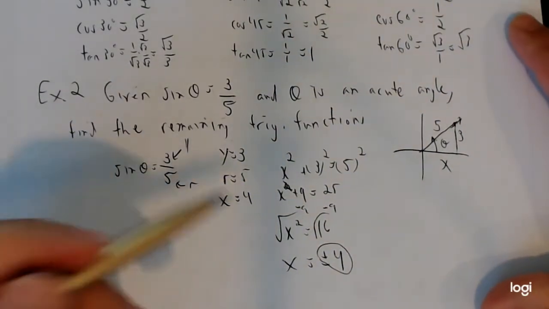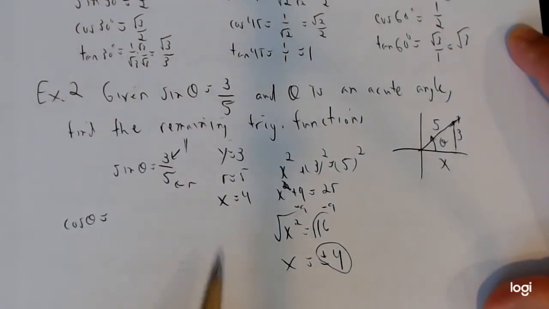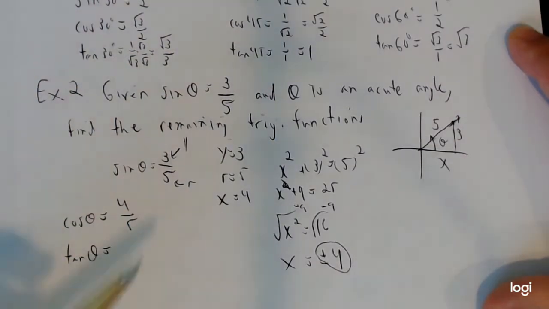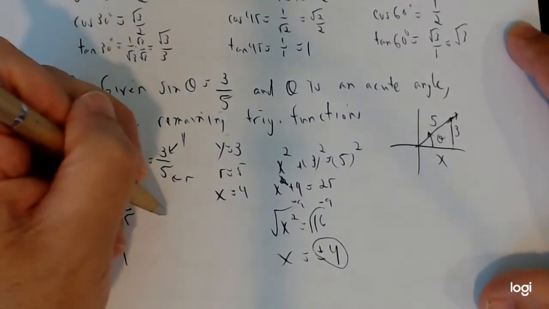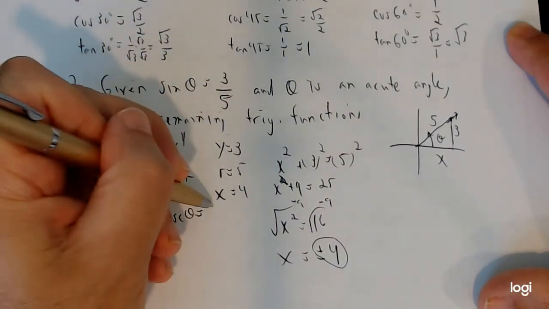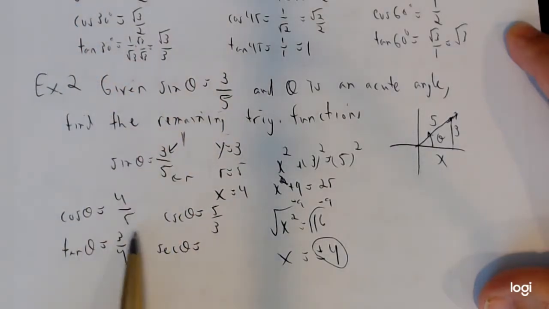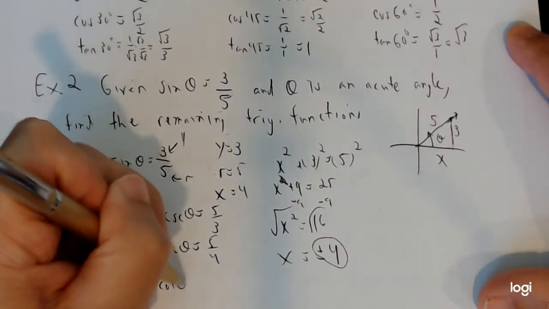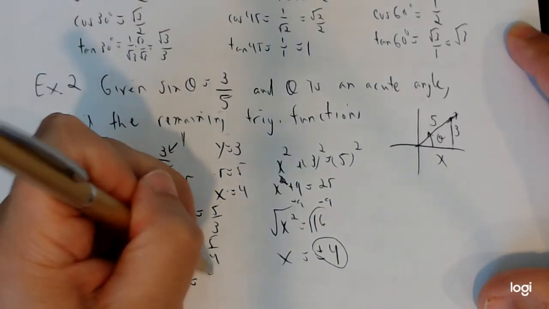So once we have this, now comes the easy part. Well, what would cosine of theta be? That's x over r, which is 4 over 5. What's tangent of theta? That's y over x, which is 3 over 4. And then we have the reciprocals, don't we? We have cosecant of theta, which is the reciprocal of sine, which would be r over y. So that's 5 over 3. We have secant of theta, which is the reciprocal of cosine, which would be r over x, which would be 5 over 4. And lastly, we have cotangent of theta, which is the reciprocal of tangent, which is x over y, which would be 4 over 3.